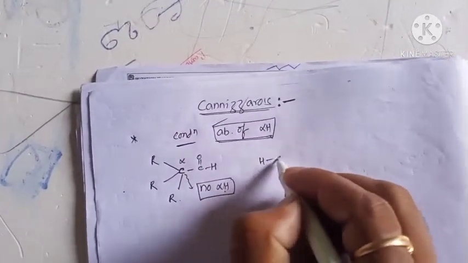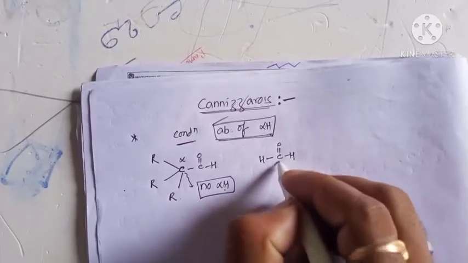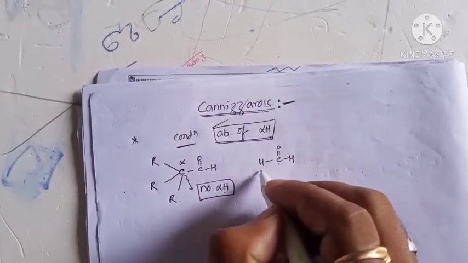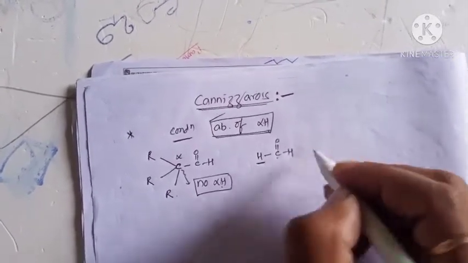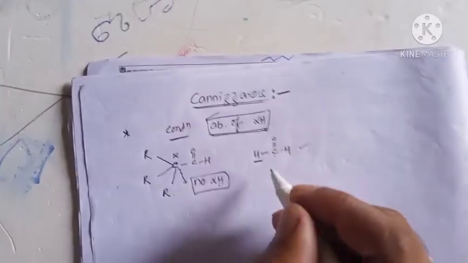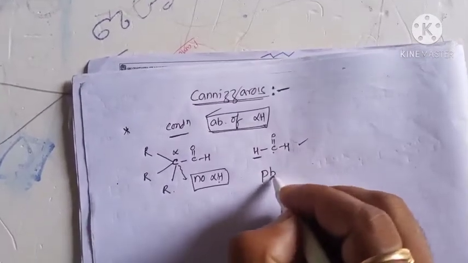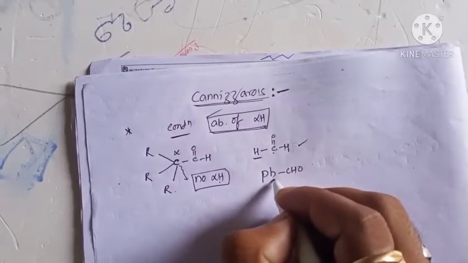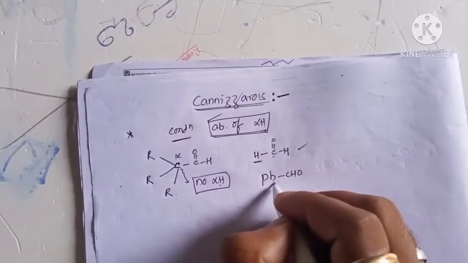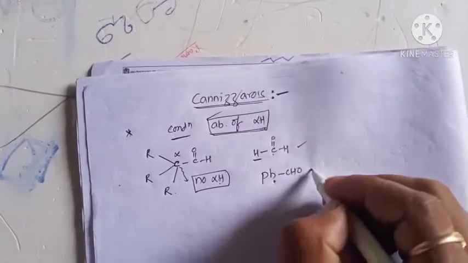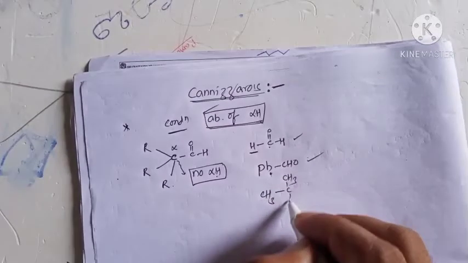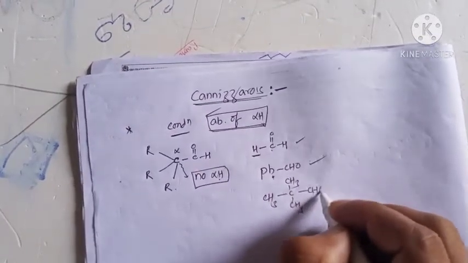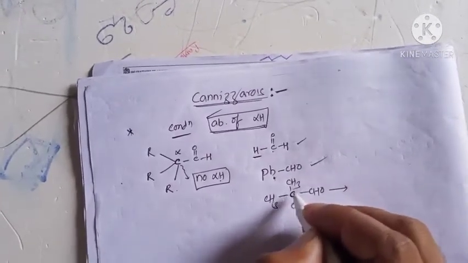For example, formaldehyde, HC double bond OH, with respect to this functional group. Here there is no alpha carbon, there is no alpha hydrogen. So formaldehyde is without alpha hydrogens, so it can undergo Cannizzaro reaction. Next go to benzaldehyde. There is an alpha carbon, but there is no alpha hydrogen. This can also undergo Cannizzaro reaction. Next, (CH3)3C-CHO. See here, alpha carbon but no alpha hydrogen. This can also undergo Cannizzaro reaction.